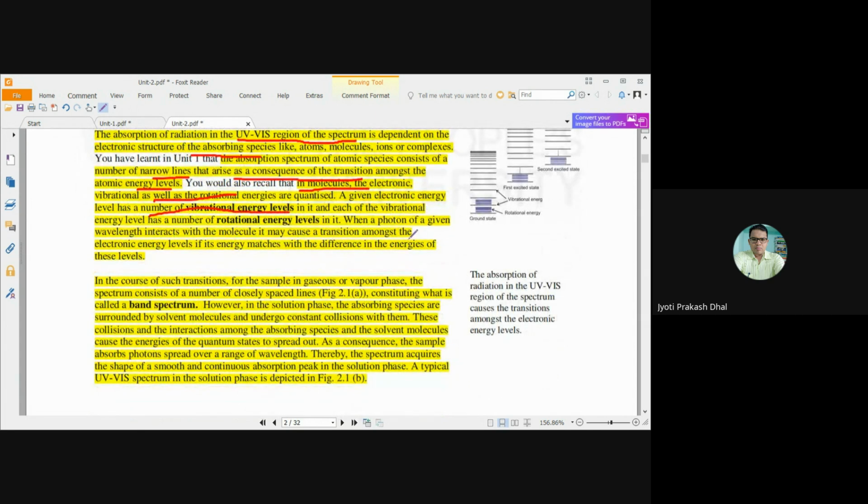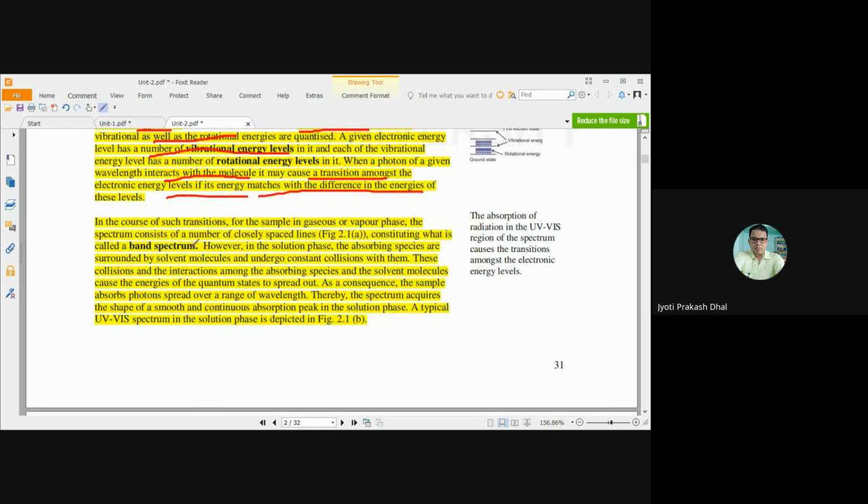When a photon of a given wavelength interacts with the molecule, it may cause a transition among the electronic energy levels if its energy matches the difference of these energy levels. Due to such transitions, for a sample in the gaseous or vapor phase, the spectrum contains a number of closely spaced lines, what is called a band spectrum. So in case of molecules or complexes, we can observe closely spaced lines, and that is why it is called a band spectrum.